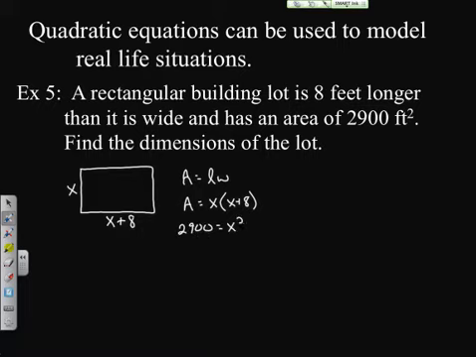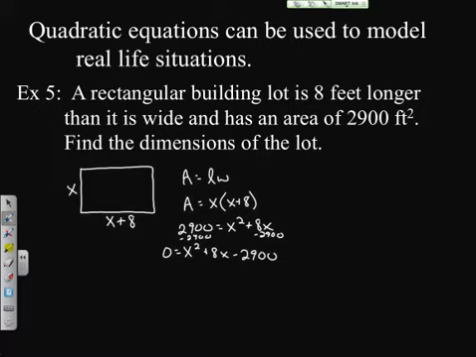So if we distribute this, we get x squared plus 8x. Notice this is a quadratic equation. If I bring everything over to one side, I'm going to have 0 equals x squared plus 8x minus 2,900. That would be just subtracting this from both sides.